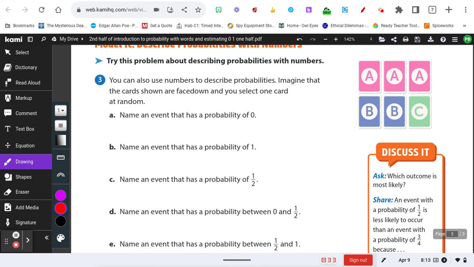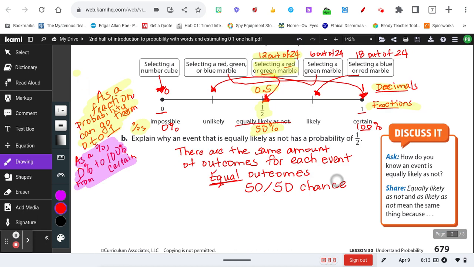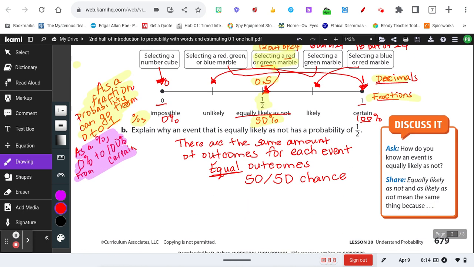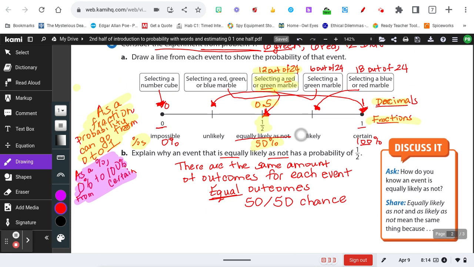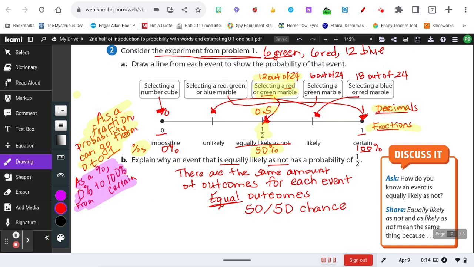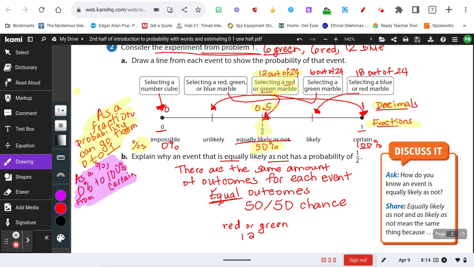All right, look at 3. And I hope everybody understands this. Equally likely as not means that half of them, like selecting a red or a green marble. You select the red or green, that's 12 out of the 24. But then those that are not red or green will be the blue.